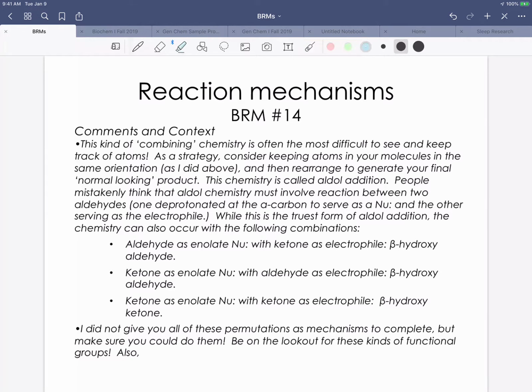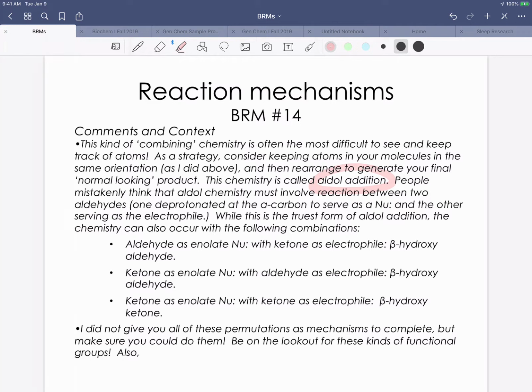And probably a term that you remember from organic chemistry is aldol addition. Again, people mistakenly think that aldol chemistry must involve a reaction between two aldehydes, one being deprotonated at the alpha carbon serving as the nucleophile, the other serving as the electrophile. And again, this is the truest form of aldol addition and why it was given its name, but the chemistry can actually happen in 3 other flavors.